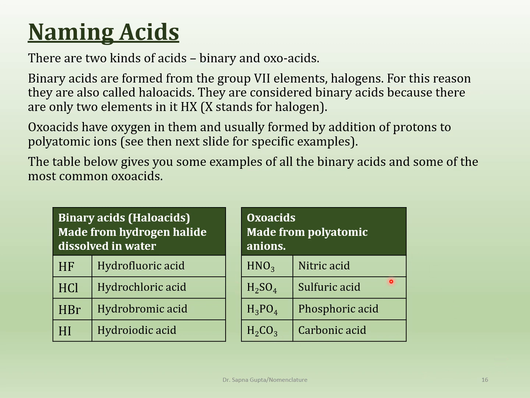Then the oxo acids, okay, are these ones, and if you look at them, they're actually all coming from polyatomic ions. See the nitrate, sulfate, phosphate, carbonate, okay? These are the polyatomic ions, and you add hydrogen to them and they give you the acid. But this is not nitrate anymore. The name for this is now called nitric, right? And everything is ending with acid. So nitric acid, sulfuric acid, phosphoric acid.